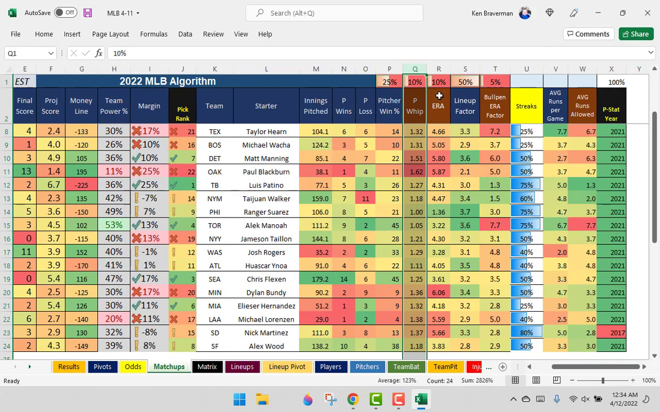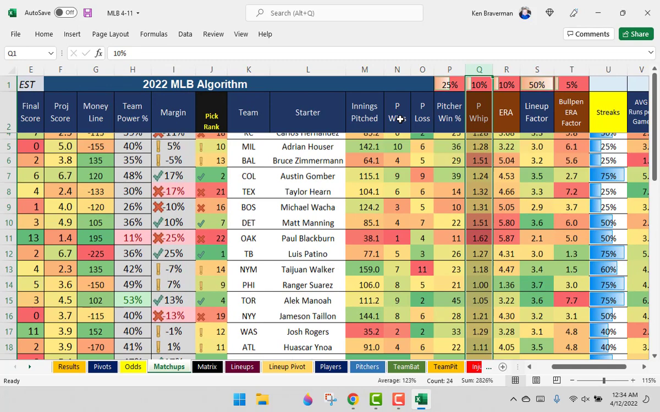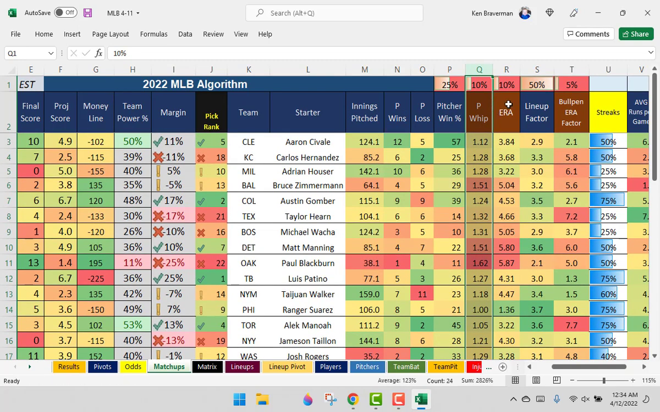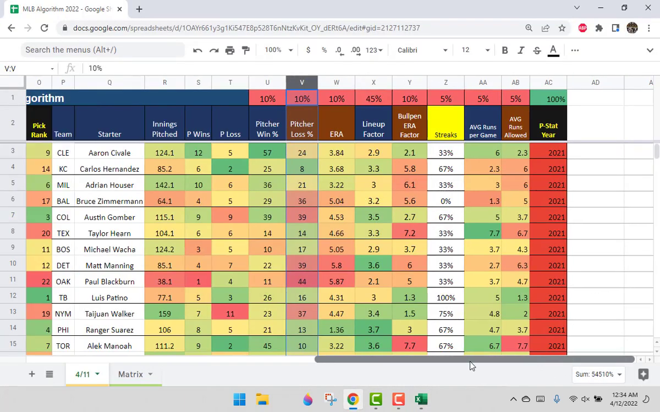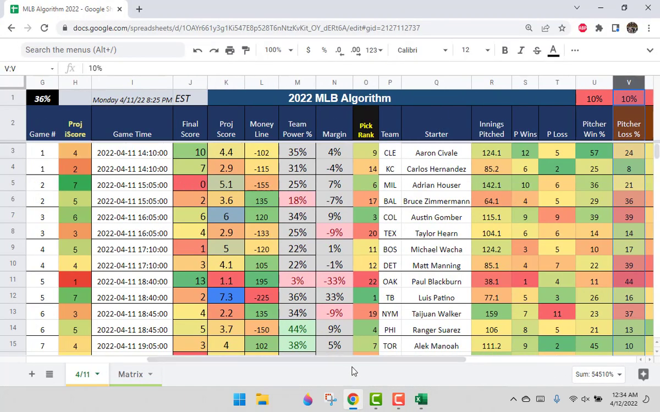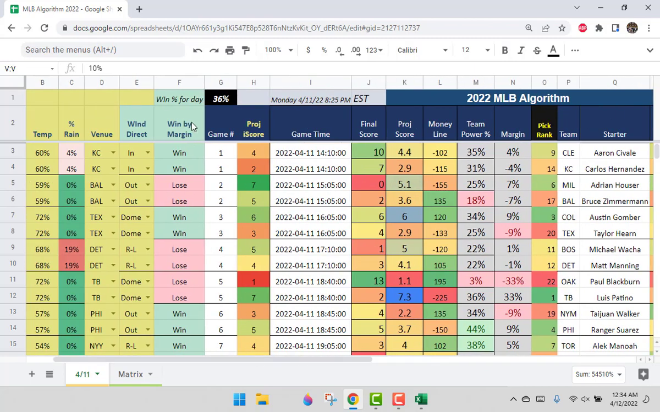Now, why do I say that, and why am I able to talk declaratively about what are good numbers and good stats to use? I'll tell you why. It's from doing this for years and also looking at the results today. Not a good day here on Monday, losing 2/3 of our games.